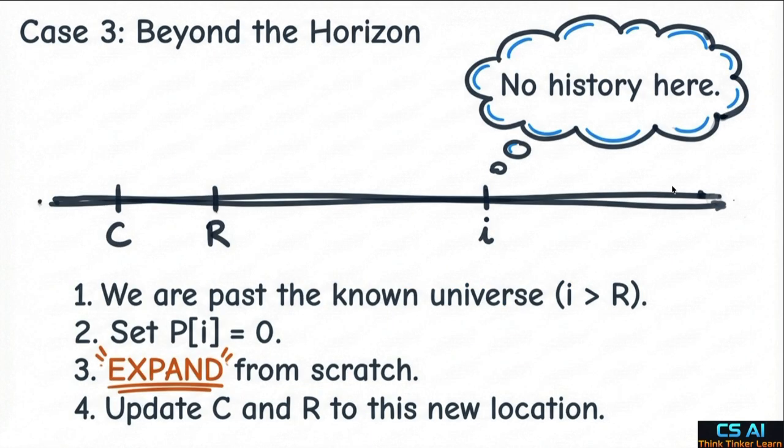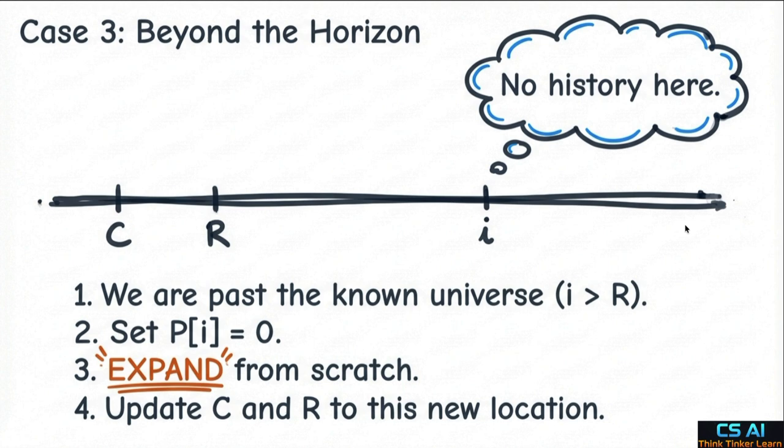Case 3 is the simplest: beyond the horizon. This happens when our current index i is completely outside our known right boundary, i is greater than R. This is like entering a new universe where we have no maps and no history. We have no mirror to look at because we have moved past the reflection to the left side. In this case, we simply set P[i] equals 0 and perform a full expansion from scratch. Once we find the palindrome at this new spot, we almost certainly update our C and R variables, because this new palindrome will define the next known universe for the indices that follow.